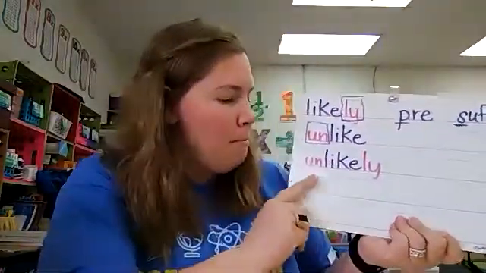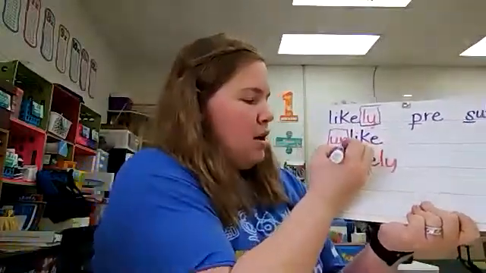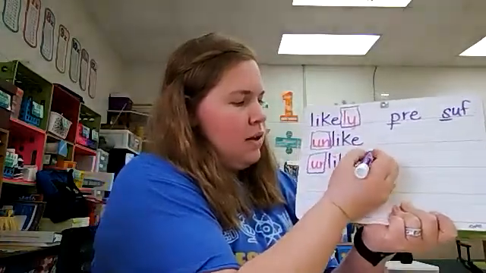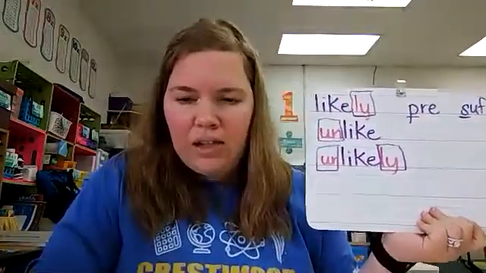Now, you can have a word that would have both a prefix and a suffix. If you are coding that, you just go ahead and put a box around both. So it would look like this. And this word is unlikely, unlikely.